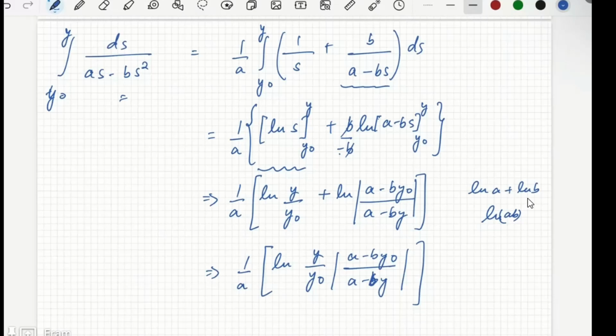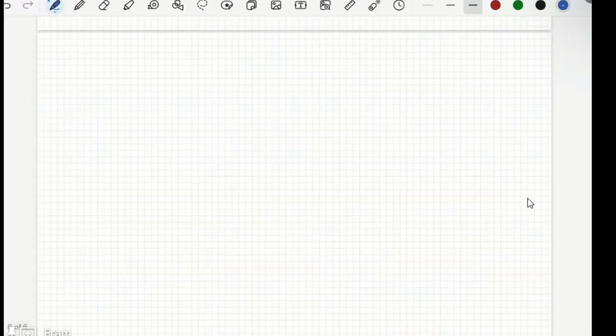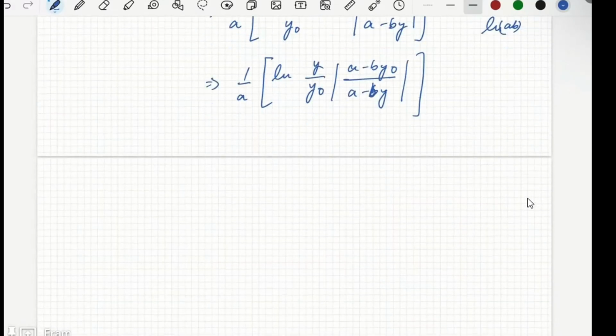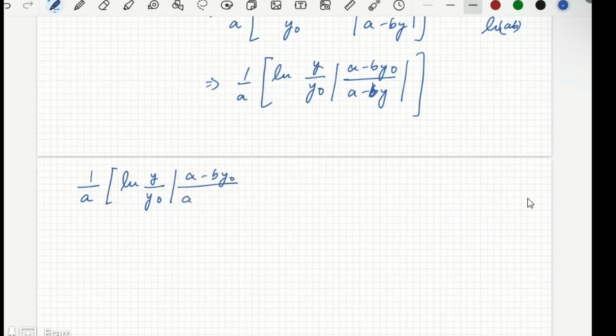Now with this in hand, let's write the complete equation. So it is ln of (y by y naught) times ((a minus by naught) by (a minus by)), and this was equal to t minus t naught. Now can you find out the expression for y?